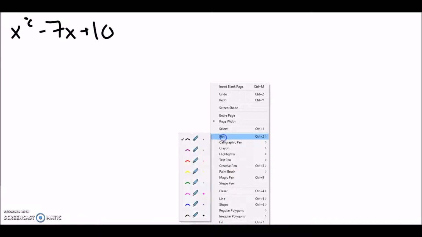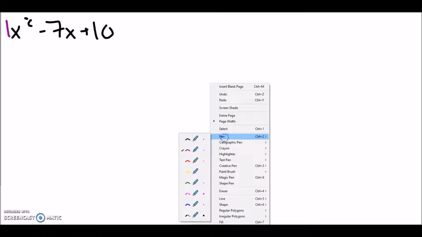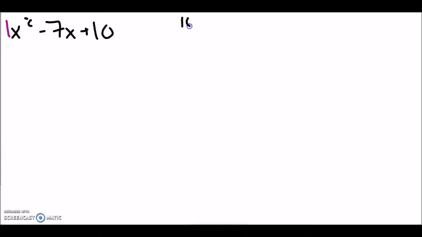Can't be factored. Another example, x squared minus 7x plus 10. Again, we know that there is a 1 hiding in front of the x squared. 1 times 10 is 10. Multiples of 10: 1 and 10, 2 and 5. The 10 is positive.